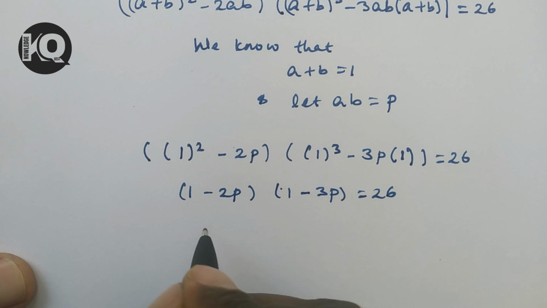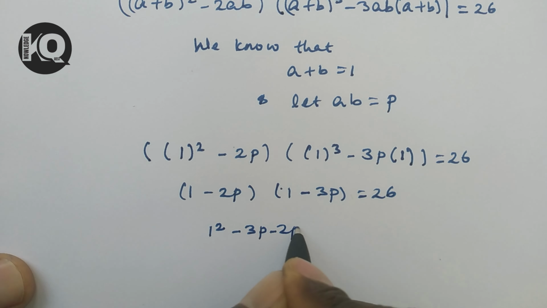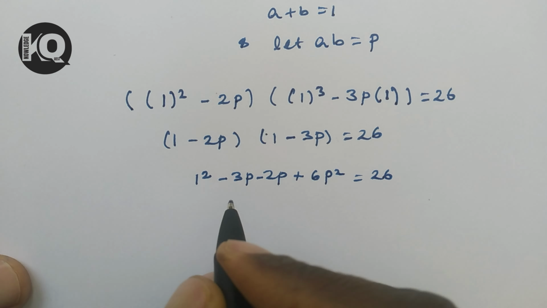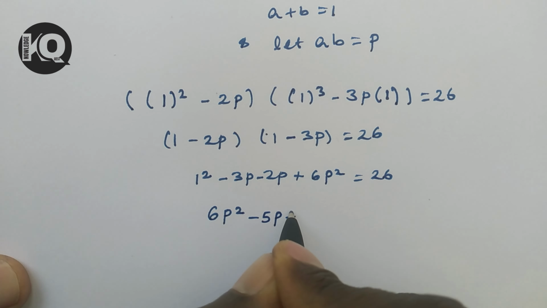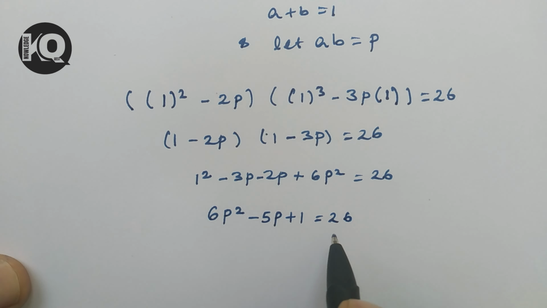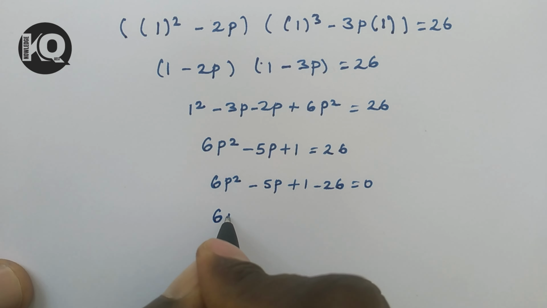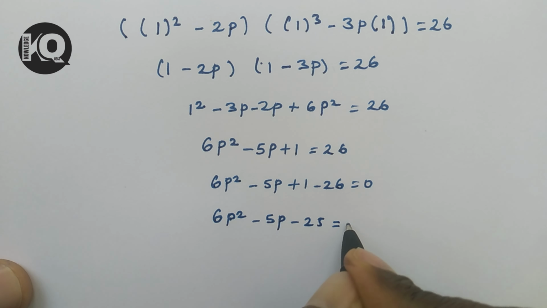So this will be 1 squared minus 3p minus 2p plus 6p squared, which is equal to 26. So finally we have 6p squared minus 5p plus 1, which is equal to 26. And let's bring this 26 into the left hand side. So 6p squared minus 5p plus 1 minus 26 is equal to 0. So finally we have the quadratic equation 6p squared minus 5p minus 25 is equal to 0.